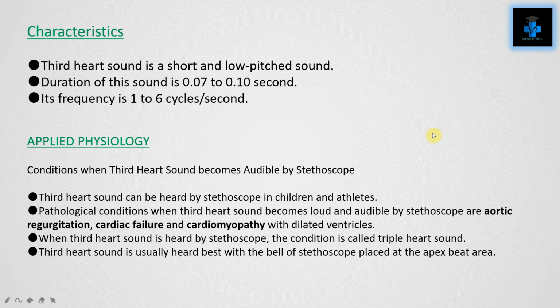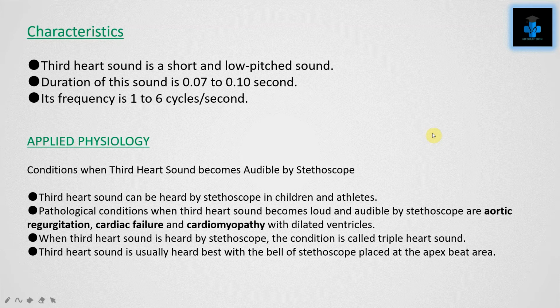Characteristics of third heart sound. The third heart sound is a short and low-pitched sound. Duration of the sound is 0.07 to 0.1 second. Its frequency is 1 to 6 cycles per second. Applied physiology. Conditions when third heart sound becomes audible by stethoscope. The third heart sound can be heard by stethoscope in children and in athletes.